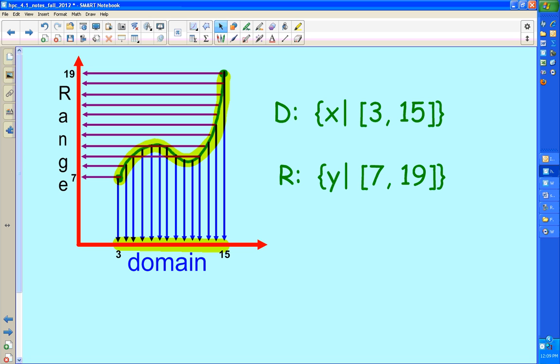Then imagine that we pushed all the highlighted yellow, but this time along the purple lines over to the y-axis, and we got yellow all over the axis. I'm going to highlight this for you on the axis right here. And that's where the yellow would end up on the y-axis, between the 7 and the 19. So your range is all values of y such that y is between and including 7 and 19. That's our interval notation.